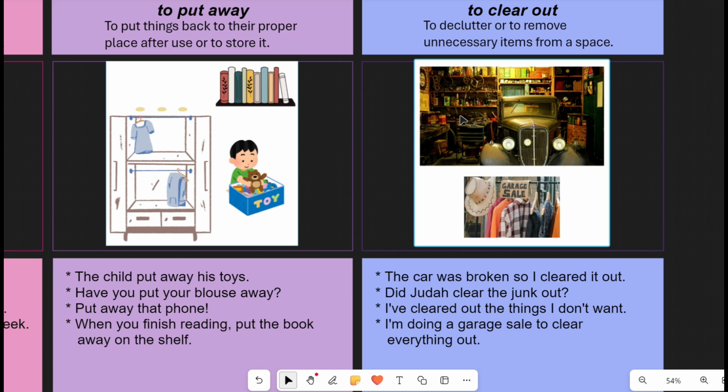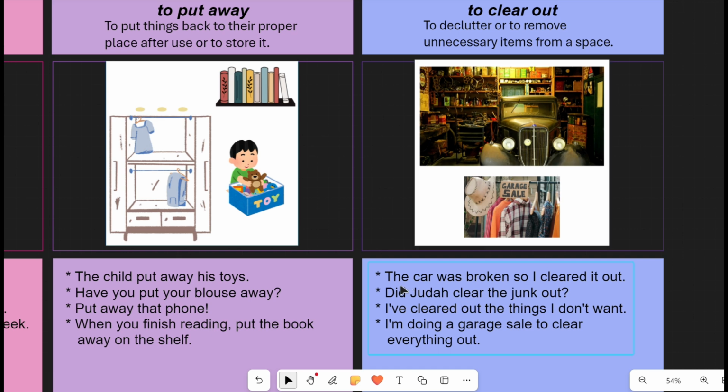Now, this is a photo of a garage. As you can see, there's a whole lot of things behind here on the shelves. Maybe it's something you don't need anymore. Maybe it's cluttered. Clutter means that there's too many things here. So you need to declutter. De means to remove something. Remove the clutter. Remove the things from here that you do not need.